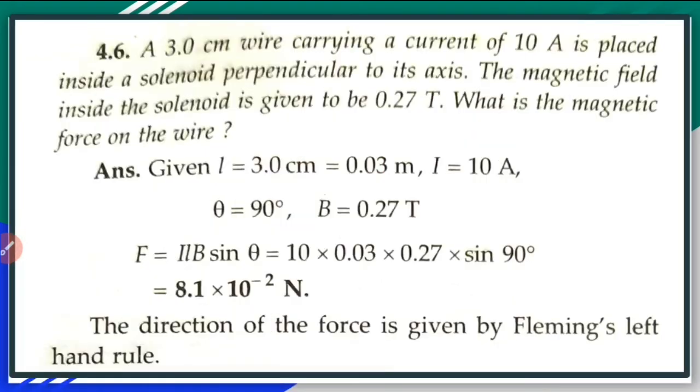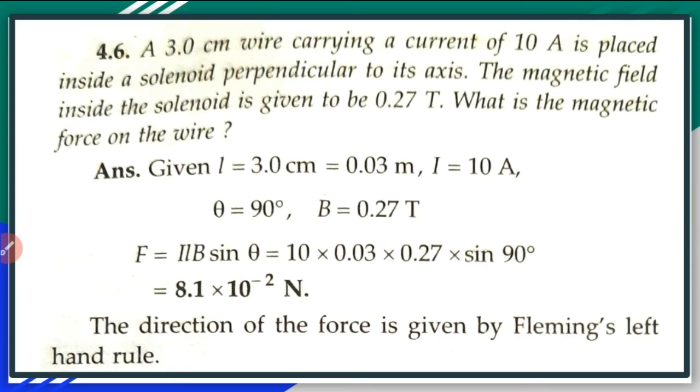Newton per meter. Now 4.6, a 3 centimeter wire carrying a current of 10 ampere is placed inside a solenoid perpendicular to its axis. So current is perpendicular to the magnetic field because inside the solenoid the magnetic field is acting along the axis. The magnetic field inside the solenoid is given to be 0.27 Tesla. What is the magnetic force on the wire? So we have to use the equation IL cross B. Here theta is 90 degree. So sin 90 is 1.